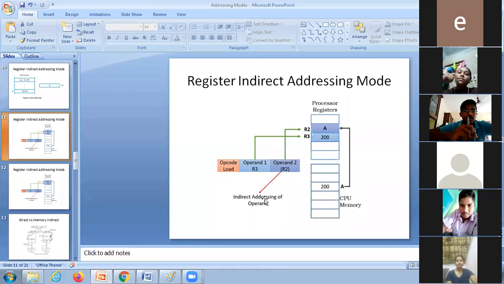Now, is it clear when compared to the previous one? Is it understood? Yes, sir. Here you see this. What does R2 contain? R2 contains the address of the operand. What is that address? A. So in A, the operand is there. What is that operand? 200. That means load the value in R3 into the address which is stored in R2. Is it clear? This is register indirect addressing mode.